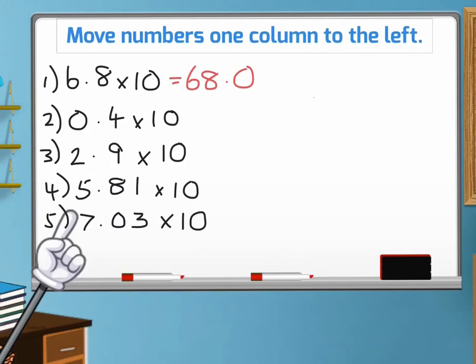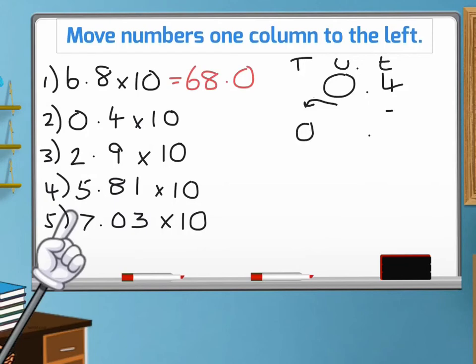Number 2, and I have my 0.4, and I need my tens, my units, and my tenths column. My decimal point goes in, and again, all of my numbers move one column to the left, so the 0 in the units gets moved across into the tens column. Again, they don't swap around, they move across to the left.